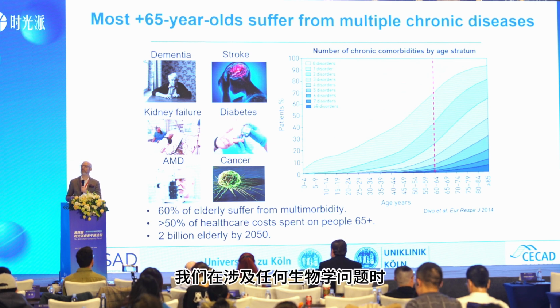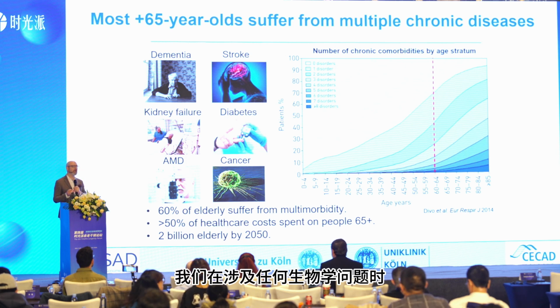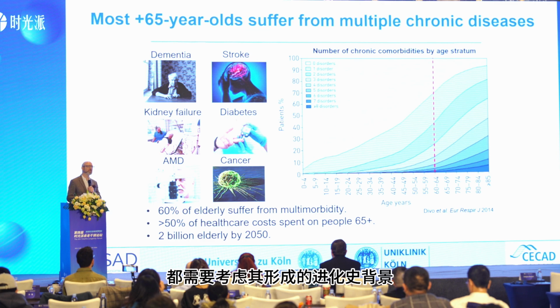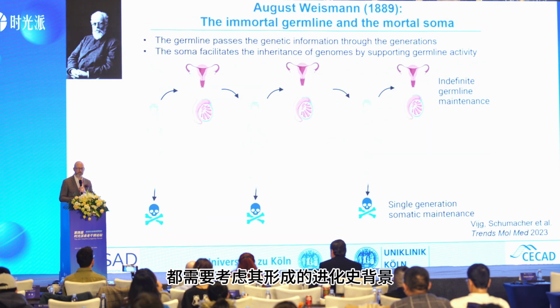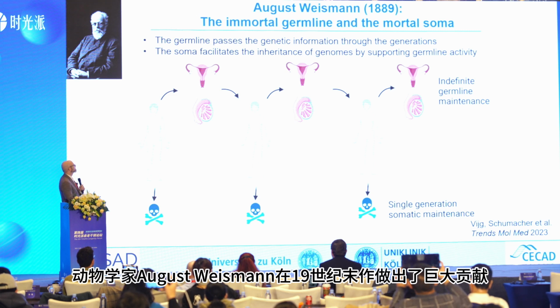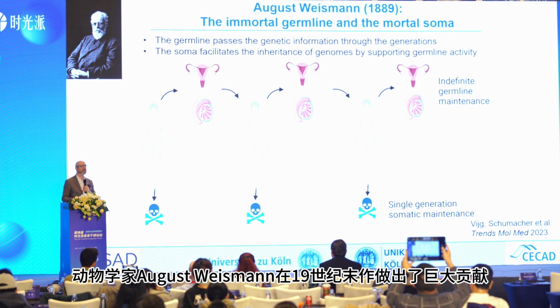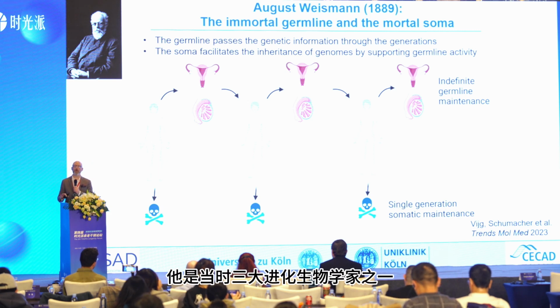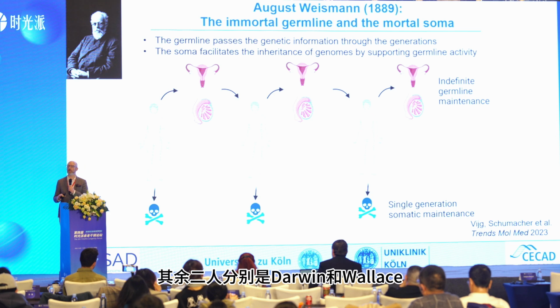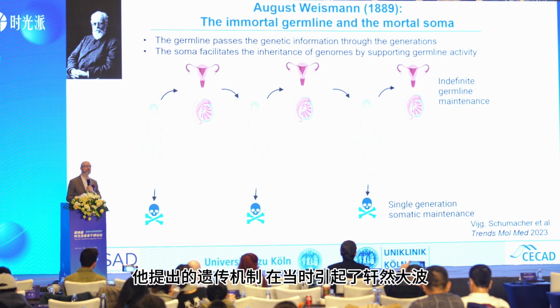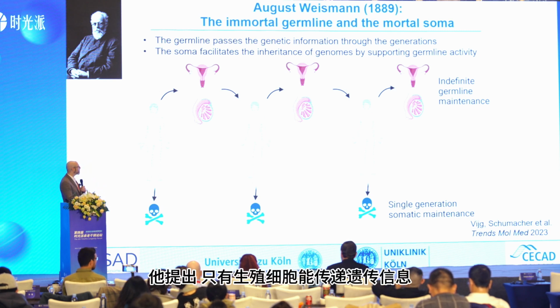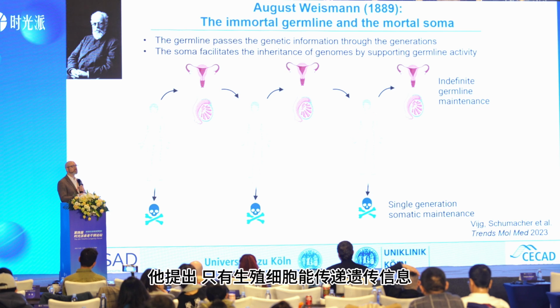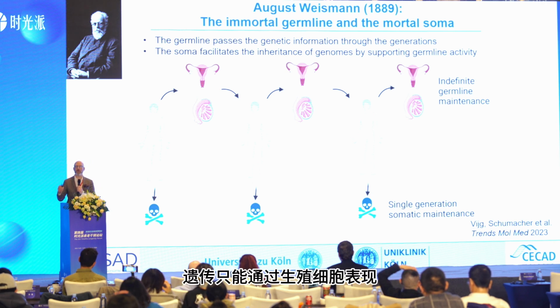And it's always important that when we think about any problem in biology, to understand it in the context of the evolutionary history that has shaped the process. The fundamental contribution here has been made by August Weismann, a zoologist in the late 19th century, who in this time was one of the top three evolutionary biologists after Darwin and Wallace, and he proposed the mechanism of inheritance, which back then was not trivial at all, and he proposed that only the germline perpetuates the genetic information. Inheritance is only performed through the germ cells.